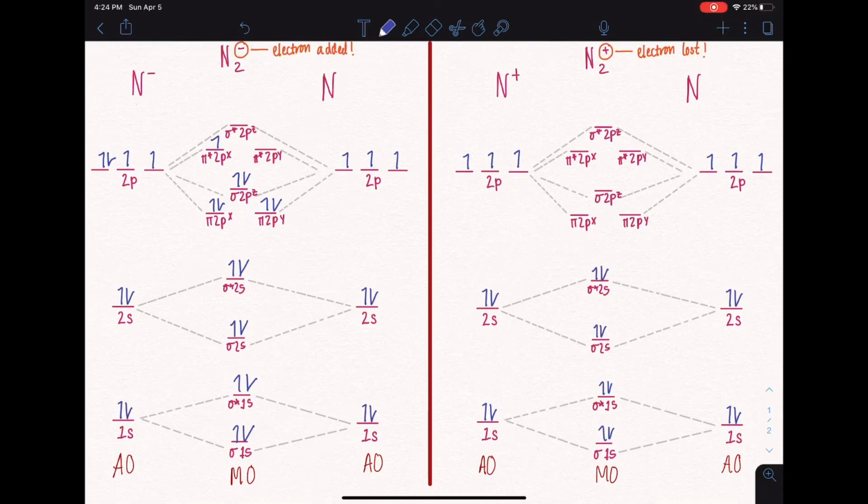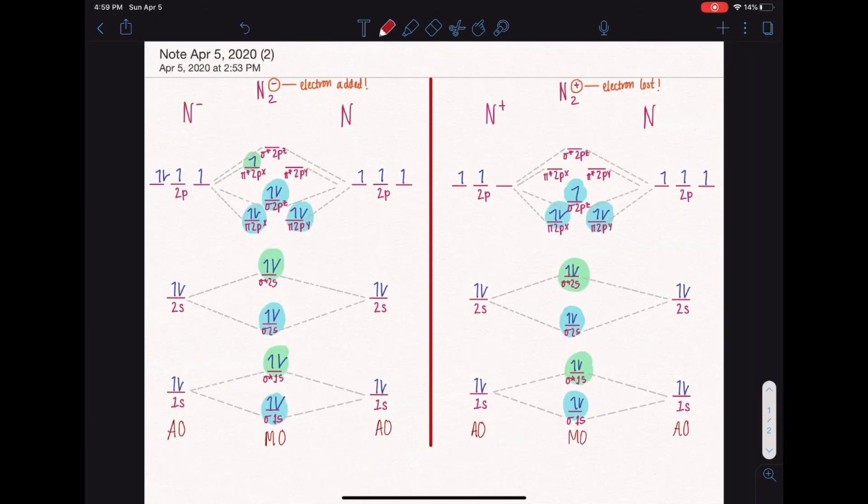Moving on to N2 positive, I've already filled out the 1s and 2s orbitals and the molecular orbital. So what we should do now is lose an electron because of the positive charge, and we're just going to fill up the molecular orbital just like we did in the previous example. Now we have a total of 1, 2, 3, 4, 5 electrons.